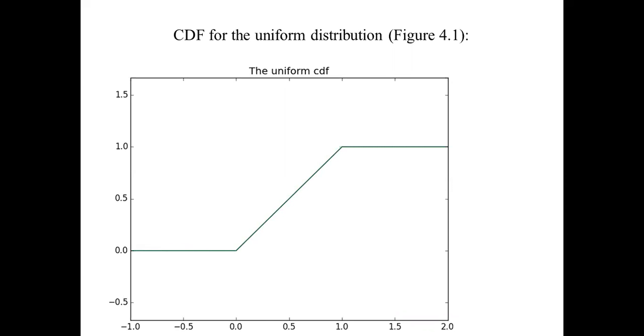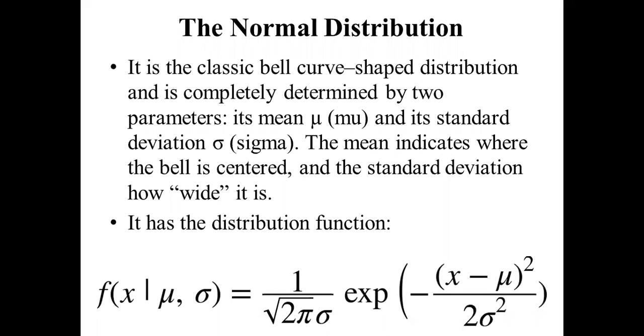After the uniform distribution, which is a continuous density function, the normal distribution gives me a bell-shaped distribution that is completely determined by two parameters, the mean and the standard deviation. The mean indicates where the bell is centered. Whenever we talk about the bell, we are talking about the parabolic curve, where the bell is centered, and the standard deviation gives how wide that bell or distribution can be.